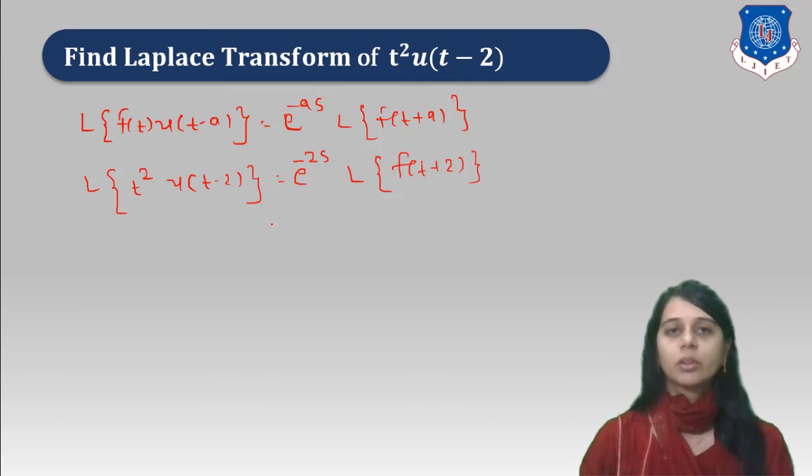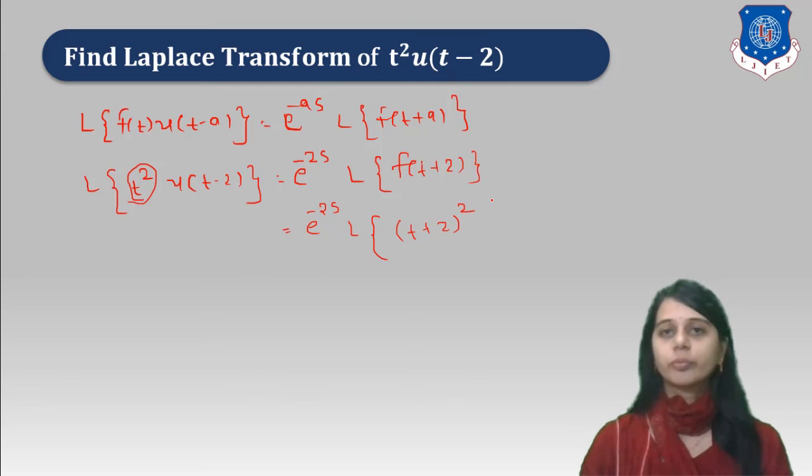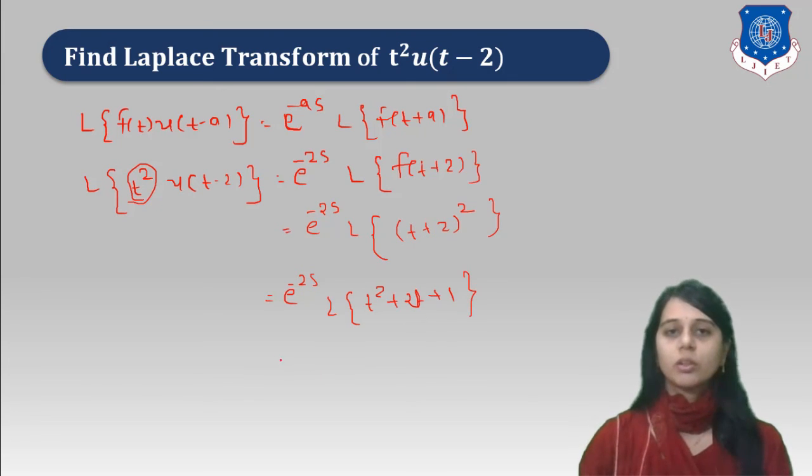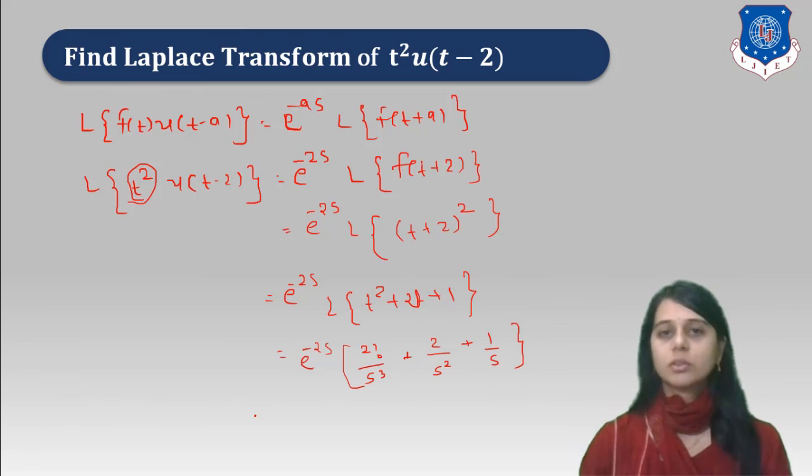Okay, e raised to minus 2s Laplace of our function, which is t square. So we take t plus 2 whole square. E raised to minus 2s Laplace of t square plus 4t plus 4. E raised to minus 2s, the answer is 2 factorial upon s cube plus 4 upon s square plus 4 by s. Answer.